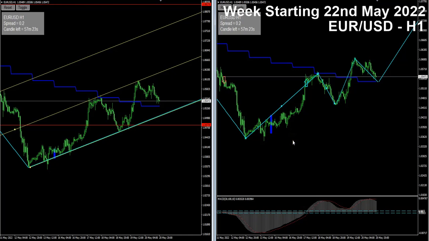Remember to keep your stop losses reasonable. My maximum stop loss is 50 pips, and I usually work to a 2-to-1 risk-reward ratio.